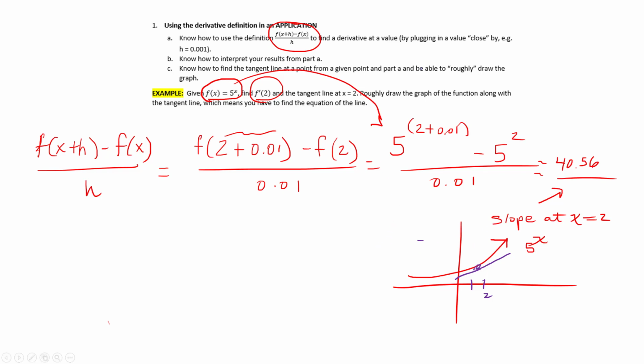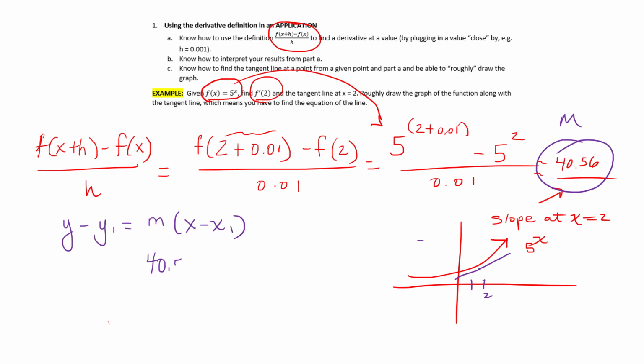Now from here I could find the tangent line. Remember the tangent line equation is the point slope formula. So y minus y1 equals m times x minus x1, where m is what we just found over here. So that's the 40.56, and my x value is 2.